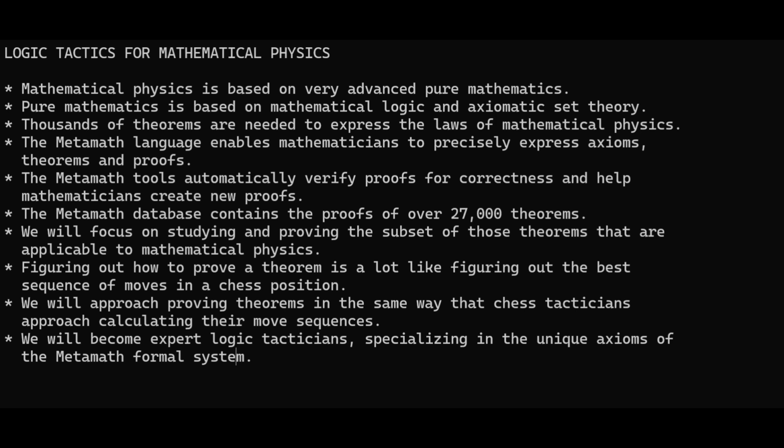Mathematical physics is based on very advanced pure mathematics. Pure mathematics is based on mathematical logic and axiomatic set theory. Thousands of theorems are needed to express the laws of mathematical physics.